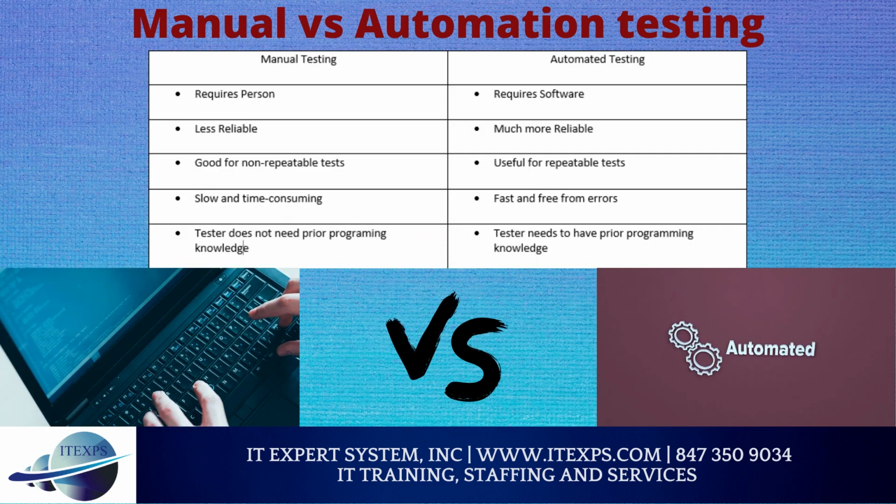What is the difference between manual and automated testing? Here are some differences between the two and how they benefit from one another. Manual testing. Requires a person. Less reliable. Good for non-repeatable tests. Slow and time-consuming. Tester does not need prior programming knowledge. Automated testing. Requires software. Much more reliable. Useful for repeatable tests. Fast and free from errors. Tester needs to have prior programming knowledge.